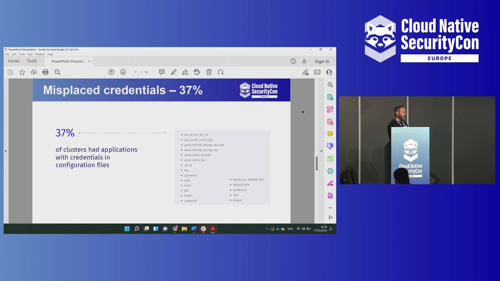The second part is secrets. Secrets in configuration files, we see it. It's not one of the top ones, okay? The top ones were all 60% or more of clusters, but still 37% of clusters had application credentials or misplaced secrets in configuration files. Usually what we see is AWS access keys, S3 bucket keys, and I understand why developers sometimes do that. It's the easiest place to put it.